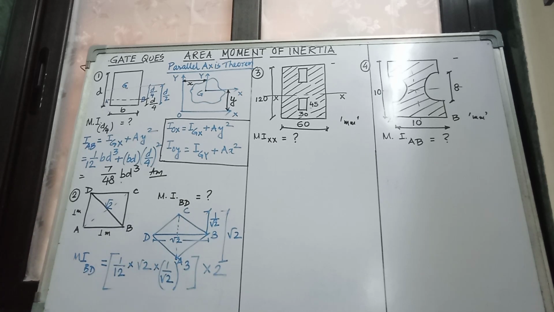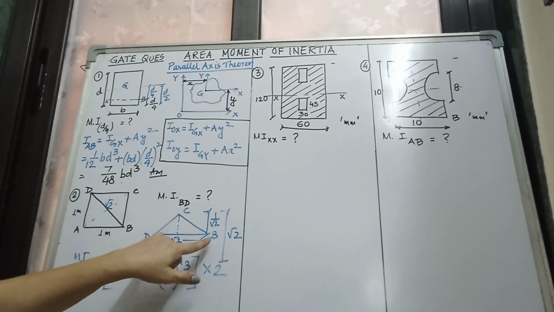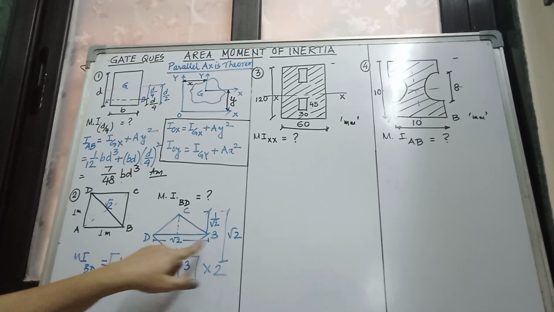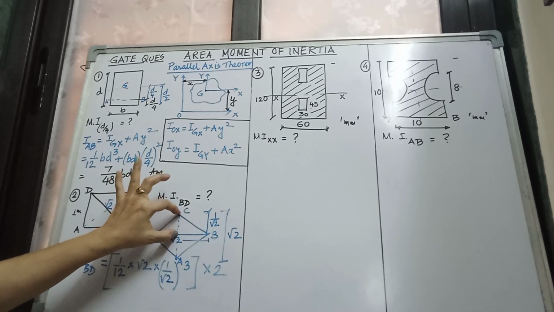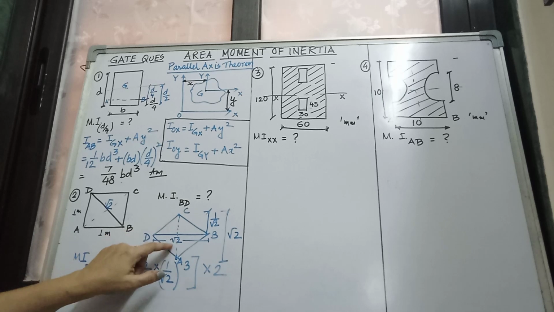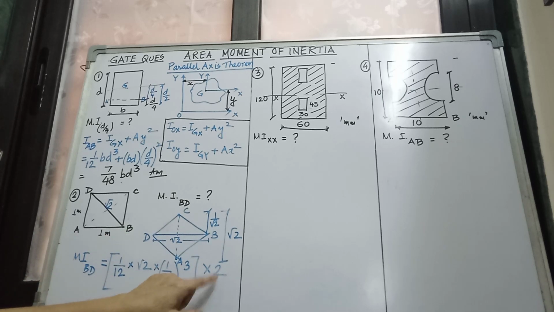Have you understood? What is the moment of inertia of a triangle about its base? Now it becomes the base. So 1 by 12, root 2 into, this is the base. What is the height of the triangle? 1 by root 2, 1 by root 2 whole cube. And there are two triangles, correct? So into 2. So this becomes the moment of inertia of this square about its diagonal.